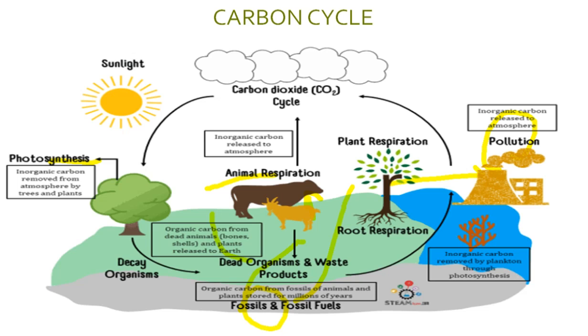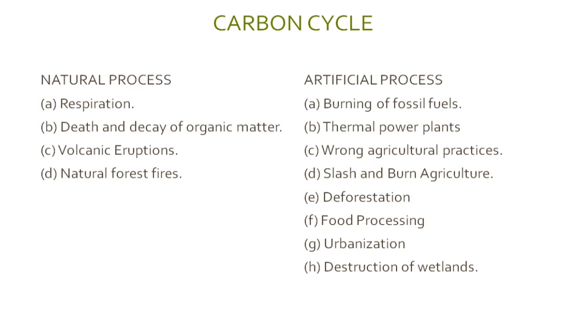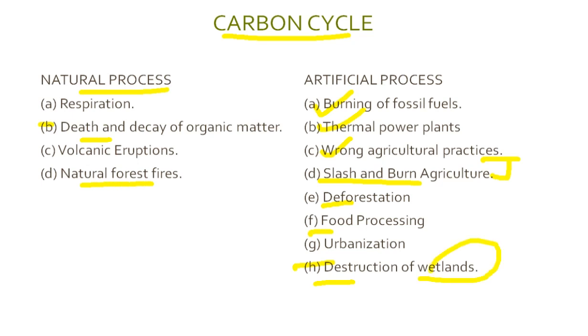All right, guys. So, this is all about the carbon cycle. Now we can understand the processes of carbon cycle. The natural process occurs through respiration, death and decay of organic matter, volcanic eruptions and natural forest fires. The artificial process occurs through burning of fossil fuels, thermal power plants, wrong agricultural practices, slash and burn agriculture, which is also known as jhum cultivation, deforestation, food processing, urbanization and destruction of wetlands, as wetlands are natural carbon sinks.